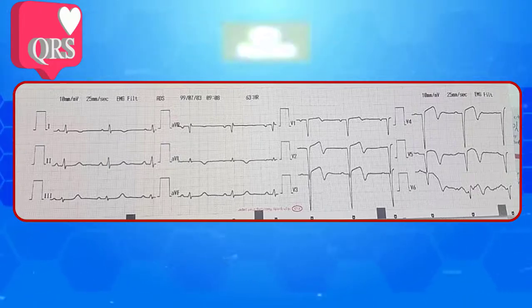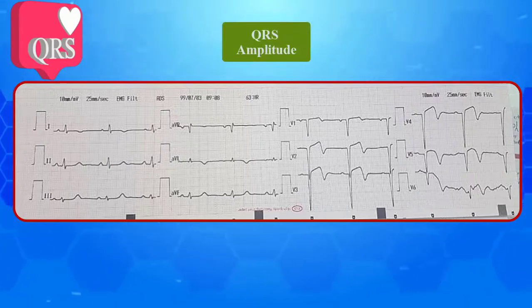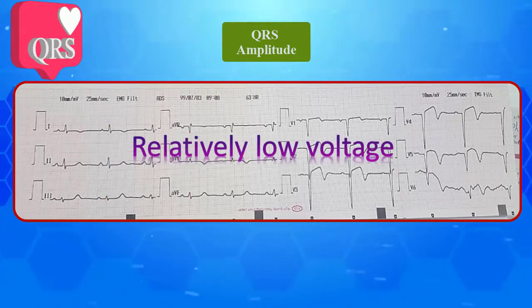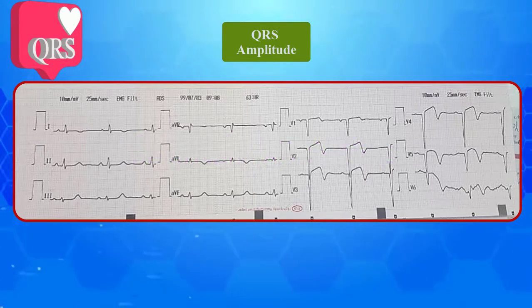2. QRS amplitude. As it is clear, the amplitude of all QRS complexes is less than 5 mm in limb leads, except D2. In lead D2, the amplitude is slightly higher than 5 mm. So, the complexes are considered as relatively low voltage in limb leads. On the other hand, none of the criteria of ventricular hypertrophy are present. In summary, the QRS complexes are low voltage.